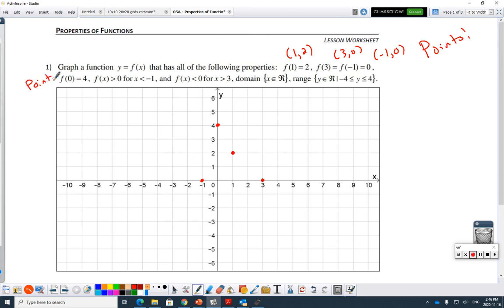Now I really can see what I think the function's going to do, at least most of it. It's going to go here, up to there, down to there, through here, and then I don't know what it's going to do after that. I need some more information.